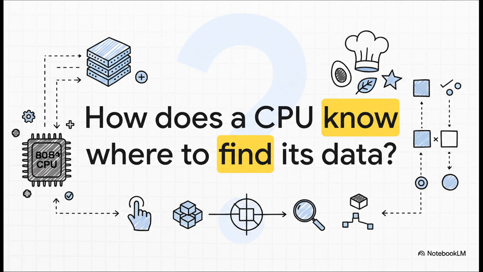Think about it. Every single thing your computer does, from adding two numbers to rendering some crazy video, it all comes down to the CPU grabbing some data, doing something with it, and then putting it somewhere else. But how does it find that data in the first place? Well, the methods it uses are called addressing modes. You can kind of think of them like different strategies for finding an ingredient for a recipe. Some are super simple, some are more complex, but each one is perfect for a specific job.